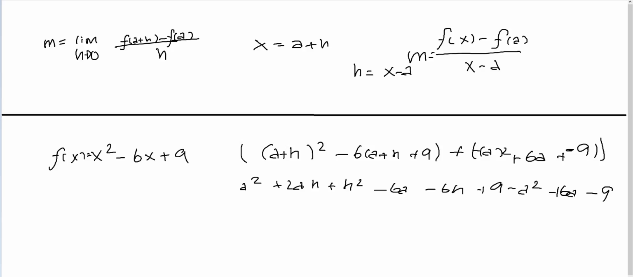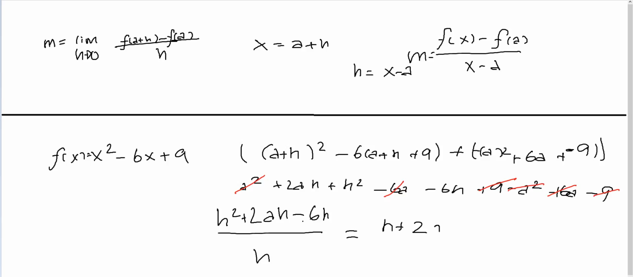And you can see that we have like terms, and we're going to go ahead and add and subtract. So we can cancel out our a squared terms, we can cancel out our 9's, and we can cancel out our 6a terms. Okay, and that leaves us with h squared plus 2ah minus 6h, and remember this is all over h. And now that is equal to h plus 2a minus 6.